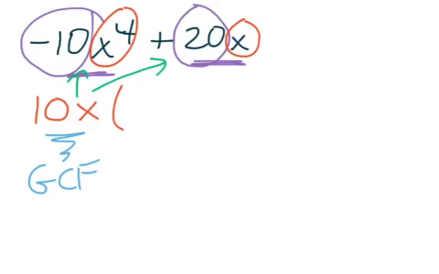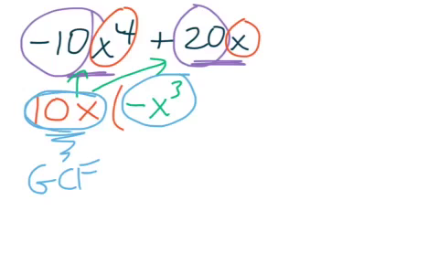Distributive property backwards. So I need a negative and I need an x cubed. Now where did I get that from? Well, if I took negative x cubed times 10x there, would I not get 10x to the 4th? Sorry, negative 10x to the 4th, and that's what I will get.